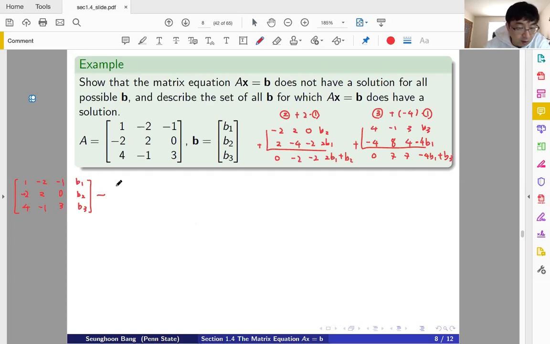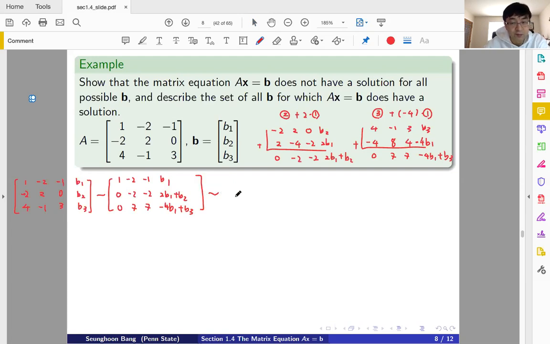So what does the echelon form look like? It is equivalent to this one. You keep the first row 1, negative 2, negative 1, b1. The second row is 0, negative 2, negative 2, 2b1 plus b2. The third row is 0, 7, 7, negative 4b1 plus b3. So like this.